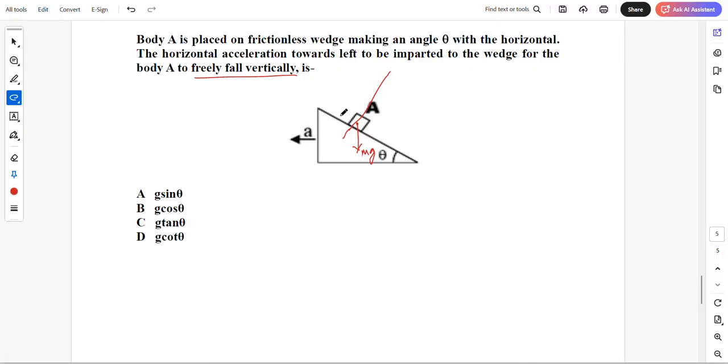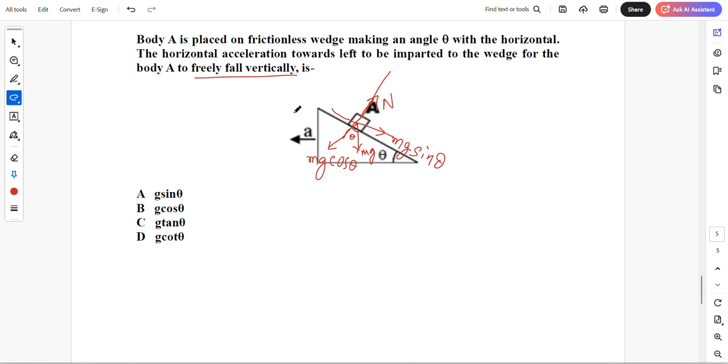This is what? If this is theta, this will also be theta. And this will be how much? This will be mg cos theta. Where will mg sin theta be? Mg sin theta will be here. Normal reaction will be the same.